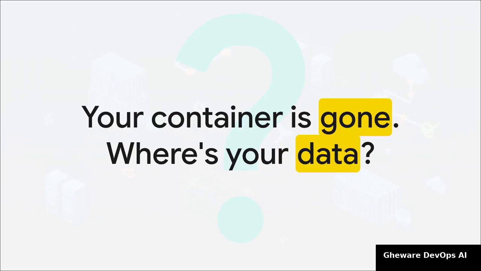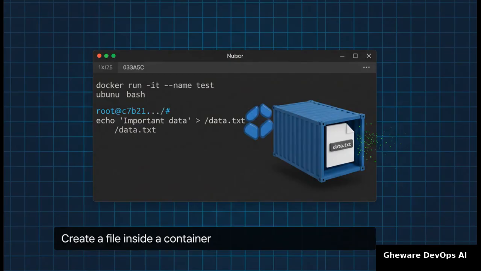So let's walk through a classic scenario, one that gets pretty much everyone at the beginning. You're working away, you decide to clean up your environment, and then that sinking feeling hits: wait a minute, where's my stuff? Okay, so first things first. We spin up a totally standard Ubuntu container, give it the name test, and pop open a command prompt. Inside, we just run a simple echo command to create a file called data.txt with some important data in it. So far, so good, right?